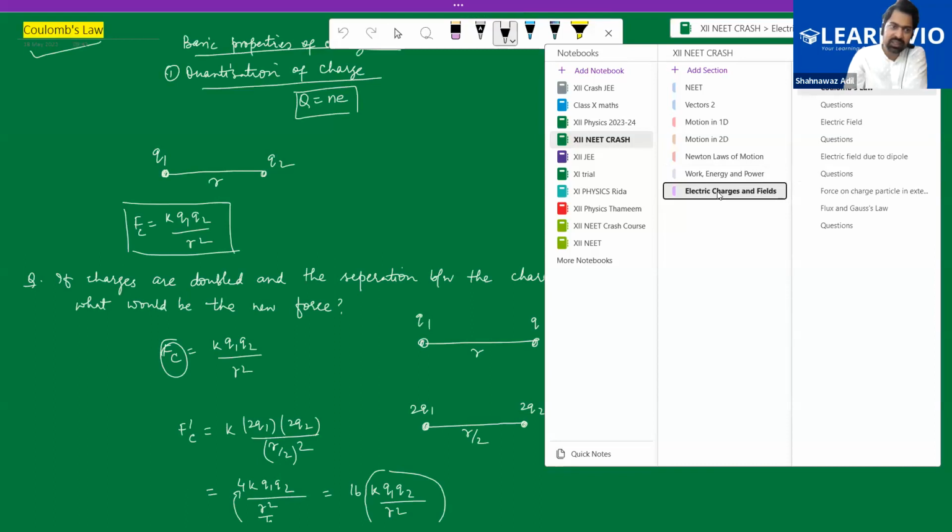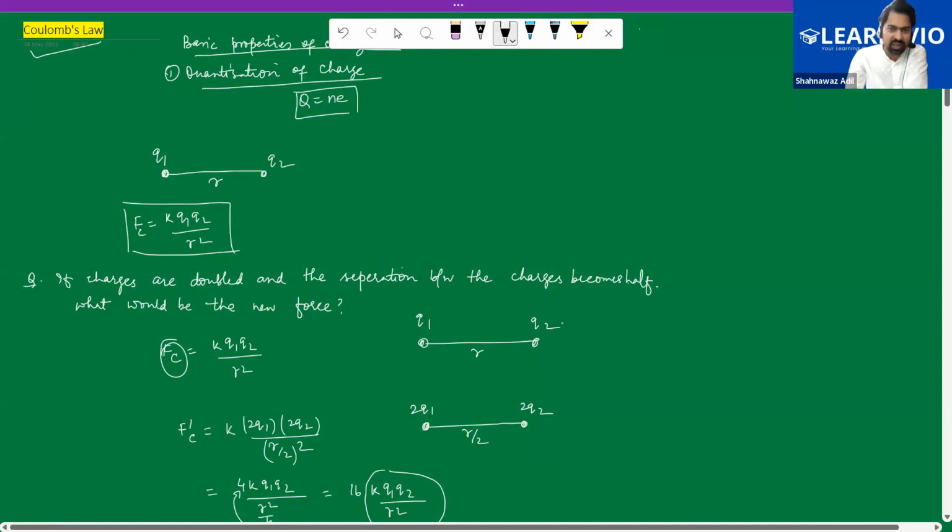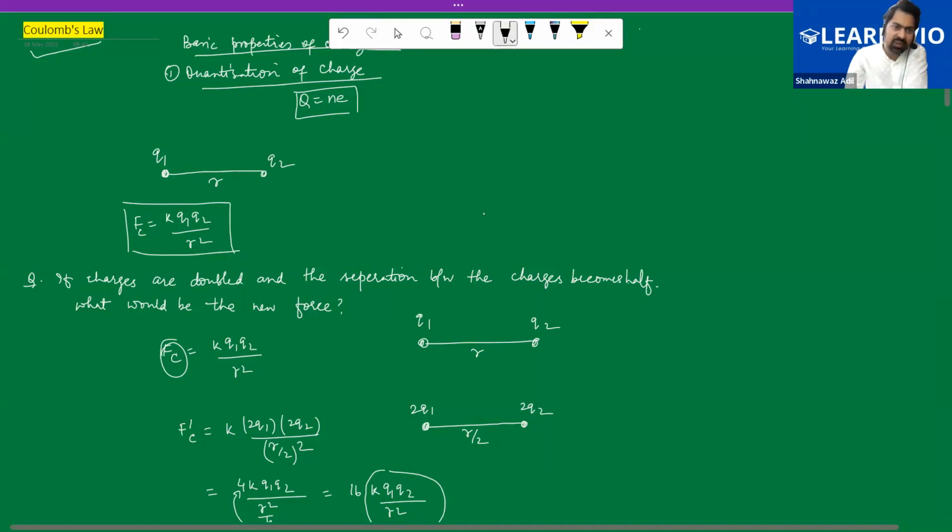Now let's start the other chapter, which is electric charges and fields. What is the first thing that we have studied in electric charges and fields? The first thing we talked about is Coulomb's law. We know what quantization of charge is: the total charge is n e. This thing we know already.